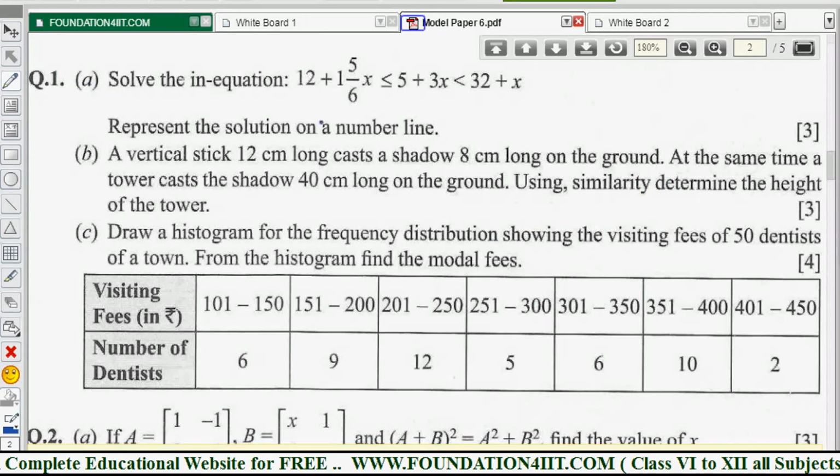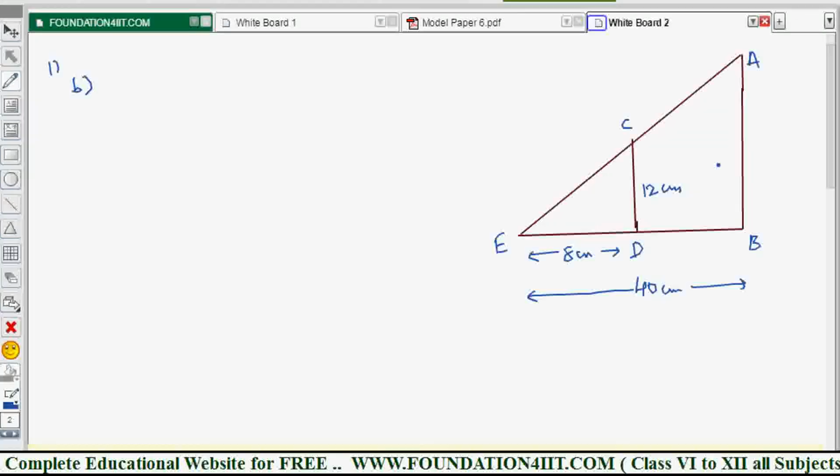We need to find the height of the tower using similarity. Let the height of the tower be x centimeters. Now there are two right angle triangles. We should prove these two triangles similar by the similarity property. So triangle CDE, the small one, and triangle ABE, the bigger one. We will first prove both triangles similar.